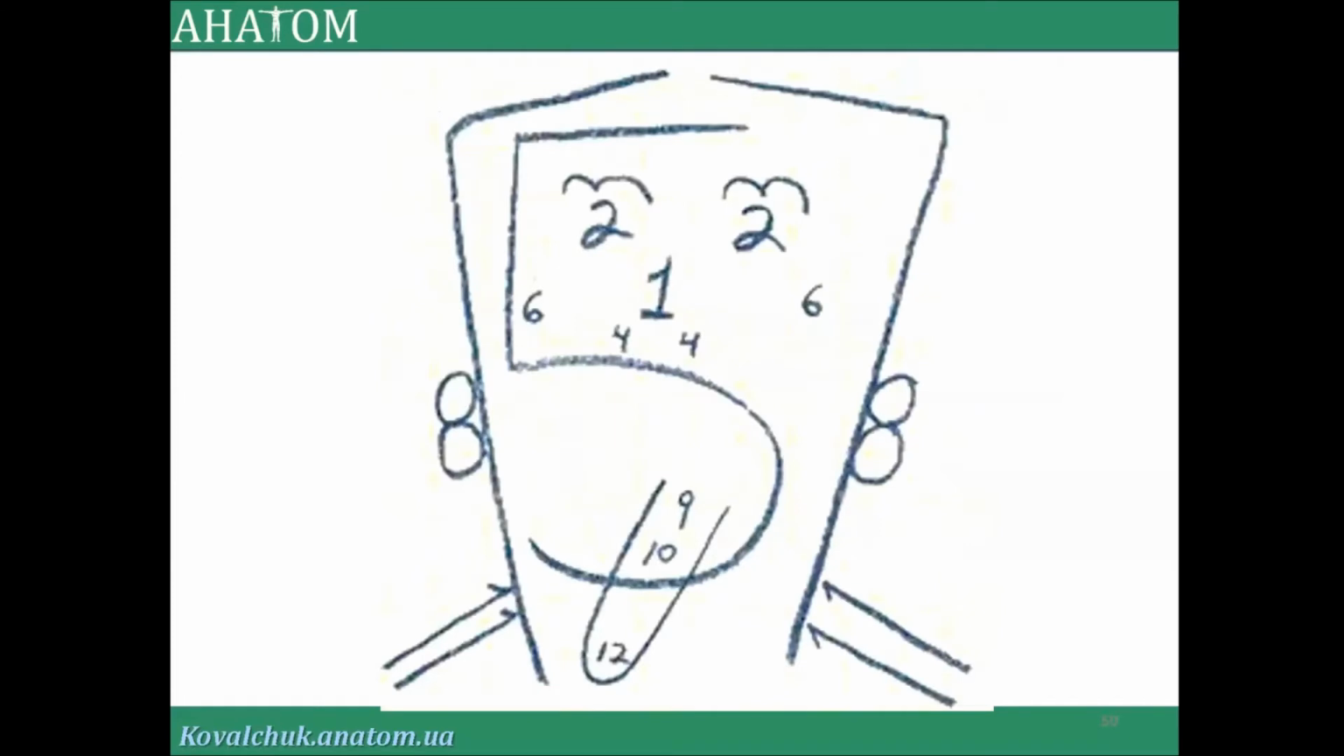What is your opinion? What is it in this picture? Maybe you have met this picture in your life. What is it? Sense organs, good variant, but it's not sense organs. It's very similar to a head of the human body. But what is 1, 2, 3, 4, 5, 6, 7, 8, 9, 10, 11, 12? 12 pairs of the cranial nerves.